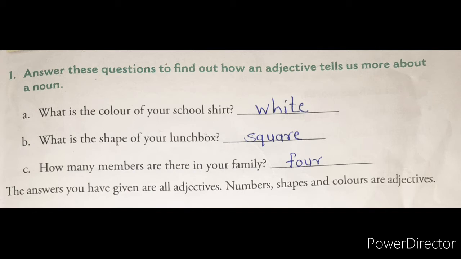Numbers, shapes and colors are adjectives. Means whatever numbers are there, that. After shapes, different shapes are there, that. And colors, red, blue, these colors, these all are called what? Adjectives. Because they describe the noun. They tell more about the noun.